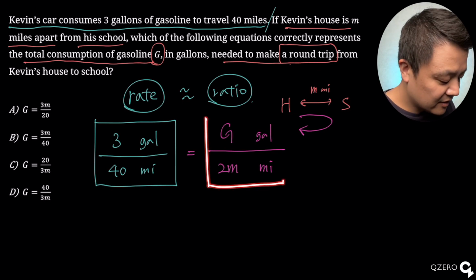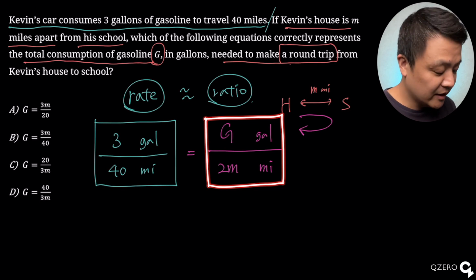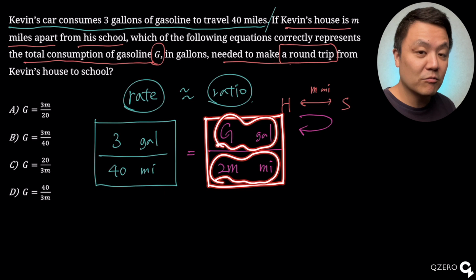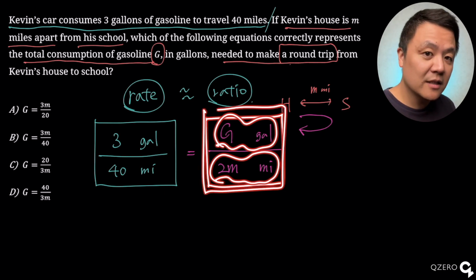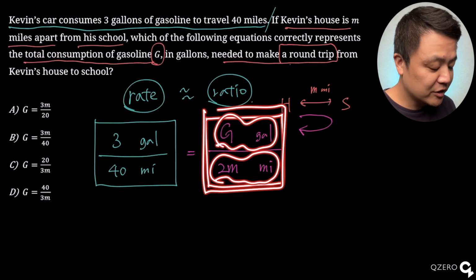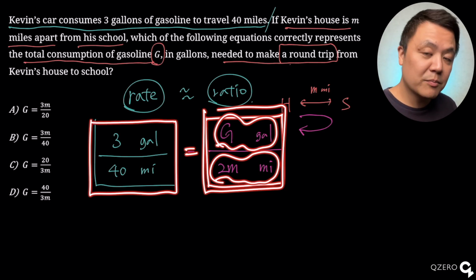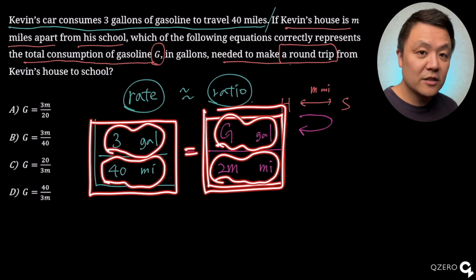So we set another ratio. That ratio is showing the relationship between distance traveled and number of gallon of gasoline that will be needed. So this ratio means to travel 2m miles, you're gonna need G gallons of gasoline. And that ratio has to be same as the ratio on the left hand side. The expression on the left hand side means to travel 40 miles, you're gonna need 3 gallons of gasoline. Those two ratios have to be the same, right?